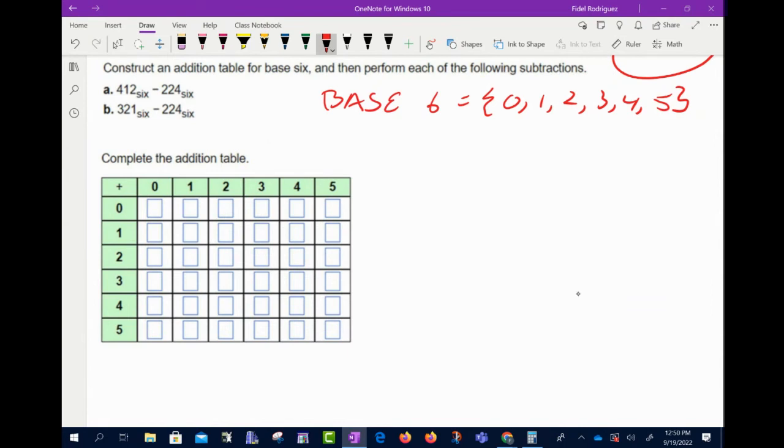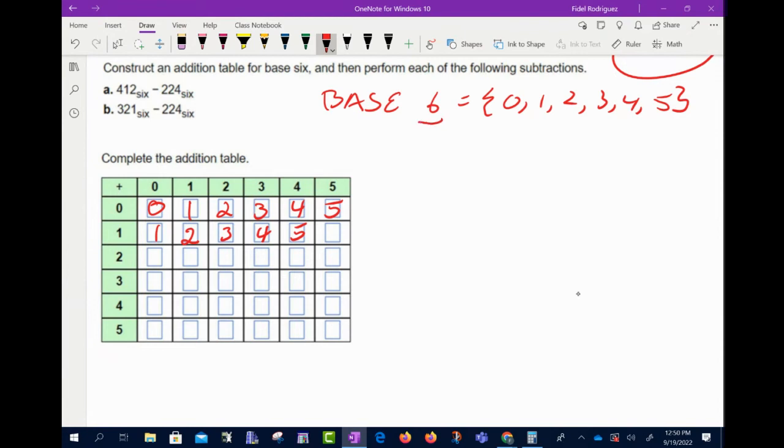Remember, we're adding here. So everybody agrees 0 plus 0 is still 0? 0 plus 1 is 1, 0 plus 2 is 2, 0 plus 3 is 3, 0 plus 4 is 4, 0 plus 5 is 5. Now, let's continue going here. 1 plus 0 is 1, 1 plus 1 is 2, 1 plus 2 is 3. So far, we're not doing anything out of the ordinary. 1 plus 4 is 5. What's 1 plus 5?